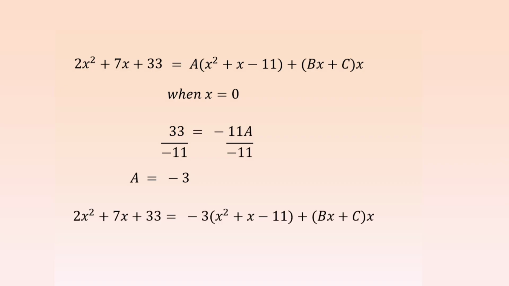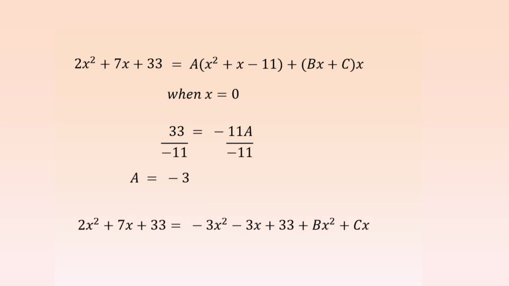Once we have that, we multiply 3 by the expression x squared plus x minus 11, and also multiply x by the expression bx plus c. As for the left side, we keep it, we maintain it. So we are going to have this as our answer: 2x squared plus 7x plus 33, which gives us -3x squared minus 3x plus 3 plus bx squared plus cx.